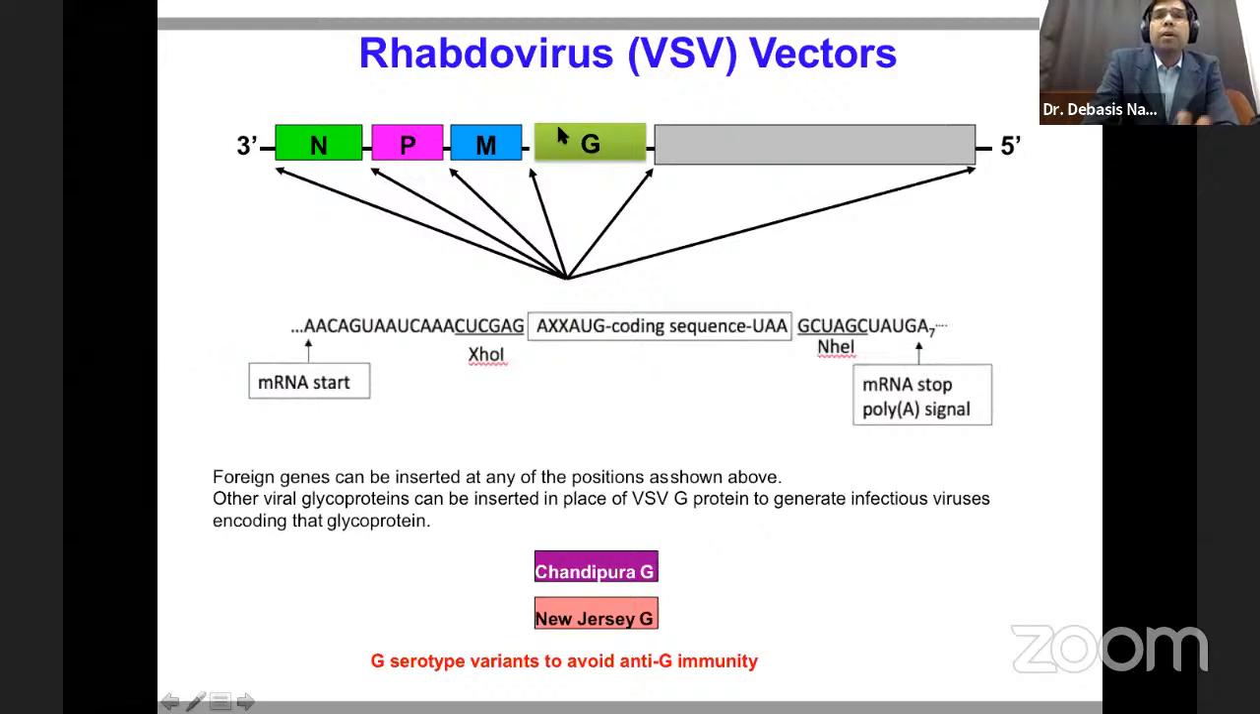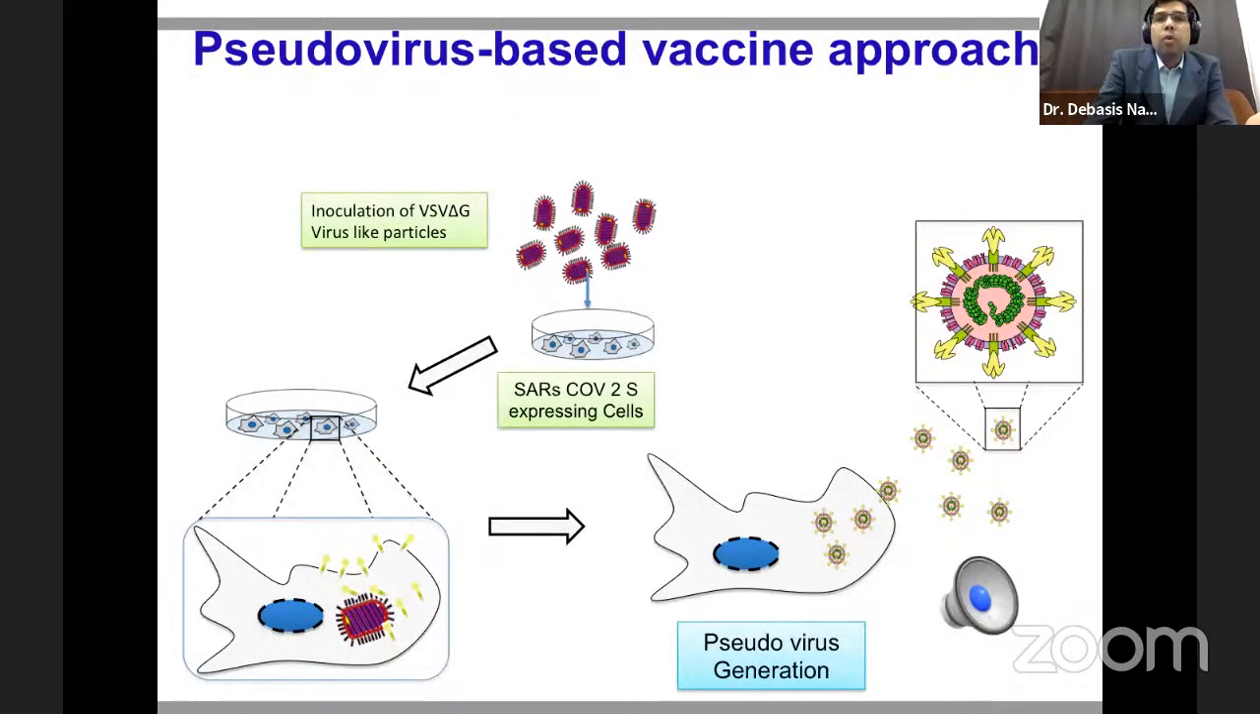We have systematically made an approach in cloning so that we deleted the gene from this virus, so that the virus will replicate, but it will not spread to the other cell. In that situation, what we have done is that we have added the spike protein to complement that glycoprotein deletion. So that means we have made a hybrid virus of a coronavirus spike protein and a vesicular stomatitis virus backbone.